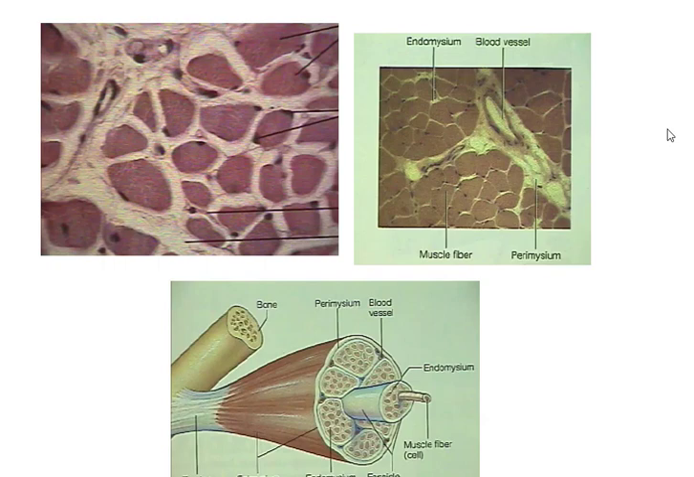Here's a look instead from the side, where you've sliced into it and you're looking at the individual muscle fibers. Here we are looking at the end. So here's a muscle fiber, here's a muscle fiber, here's a muscle fiber. Here's another picture. These are each muscle fibers. And then that white connective tissue surrounding it, that's the endomysium. There's the endomysium. And then you have a whole bundle of these.